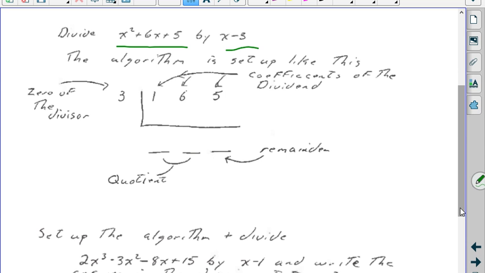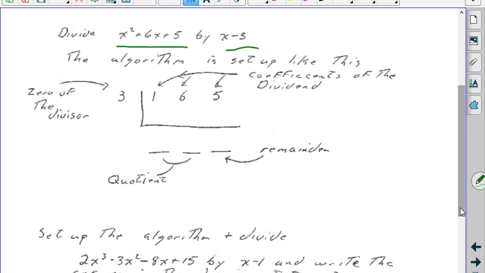We take the 0 of x minus 3. We put a 3 here. Now, the reason we take the 0 is that it allows me to add. When I was taught this, I always did subtraction, but adding is easier because we don't mess up as often on our integer work. So we take the 0 of our divisor, and we put it here.